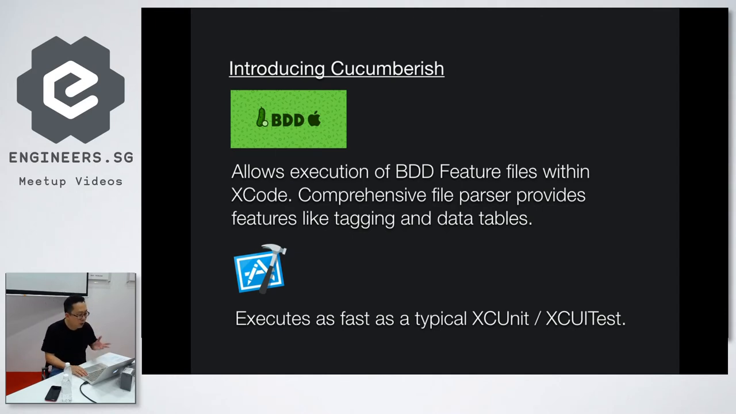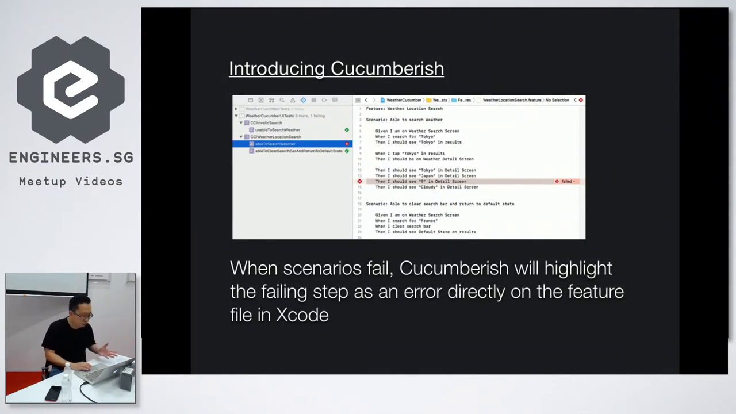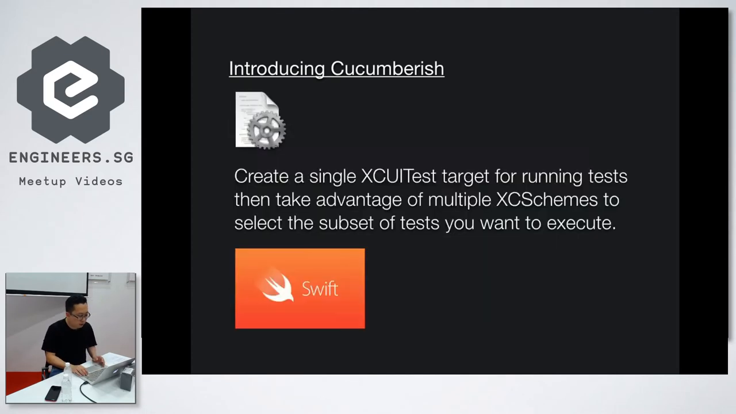And of course, if you compare running Cucumberish for behavior driven development against the third-party tools, it executes as fast as an XCUI test or unit test, because later I'll show you it actually runs the XCUI test itself. So when scenarios fail, Cucumberish will highlight the failing step as an error directly on the feature in Xcode. And because you're running all this in Xcode, you can create a single XCUI test for running the tests, and then take advantage of multiple Xcode schemes to select subsets of tests to execute. And of course, with Cucumberish you're writing in Swift.